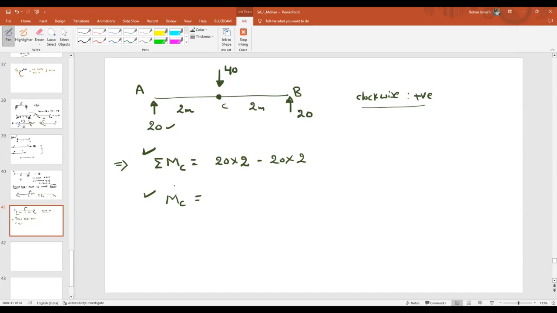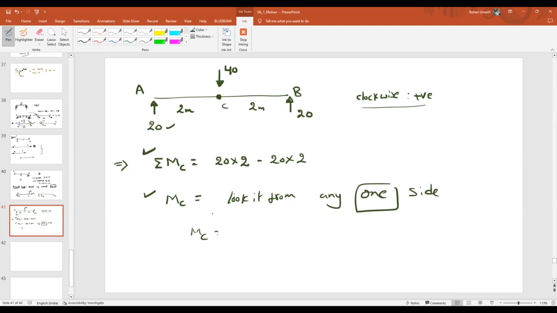That means if I say moment at one particular point, you have to look at it from only one side. It doesn't matter which side you look into, but you have to look from only one side. Imagine that you have kept your hand at point C. Look into the right side direction and tell me what is the moment at point C.